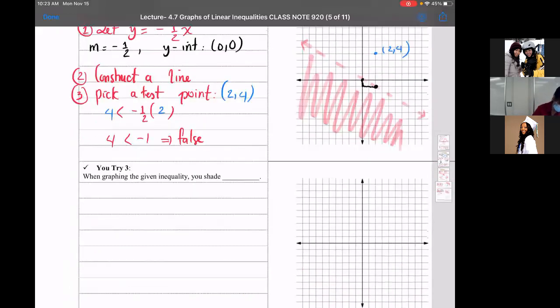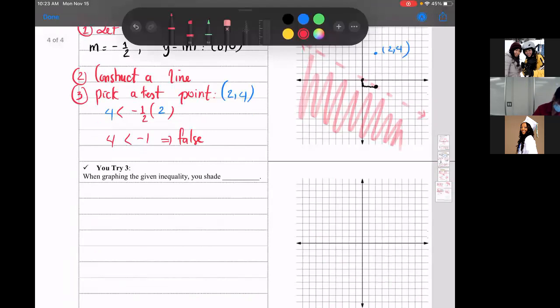Now let me pick something else. You don't have to write this now. Maybe I'll do it in yellow so you can see. I'm going to pick 0, -3. Can you guys see yellow? Okay, thank you. 0, -3. I'm going to plug it into the original, so 0 for x and -3 for y.